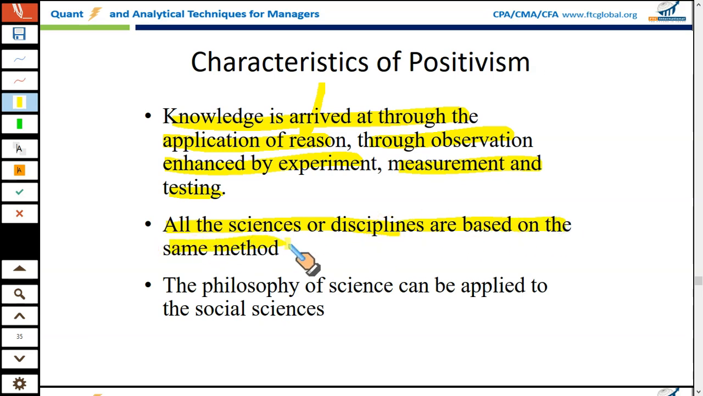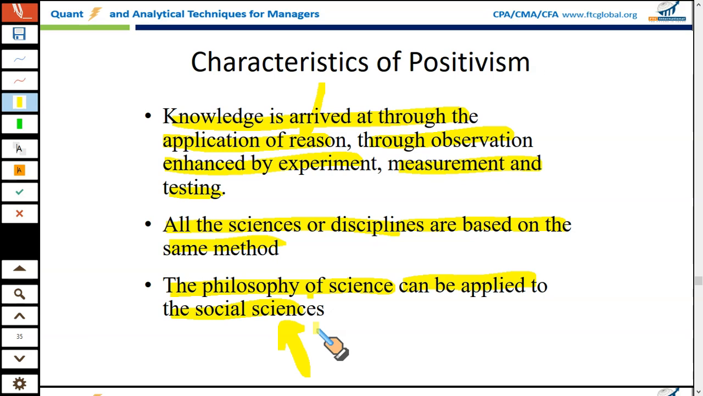It says positivism holds that all areas of study, whether physics or sociology, should use the same scientific approach to investigate truths. And in what ways? This means using methods that are objective and based on evidence. The philosophy of science can be applied to social sciences. Social sciences, what it is, as we've been discussing for so long: the study of human society and the social relationships.